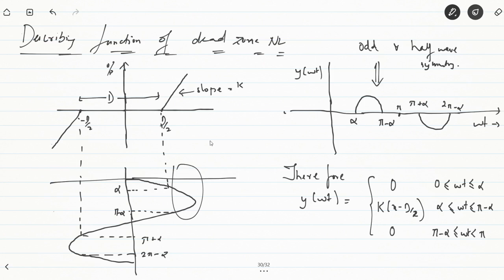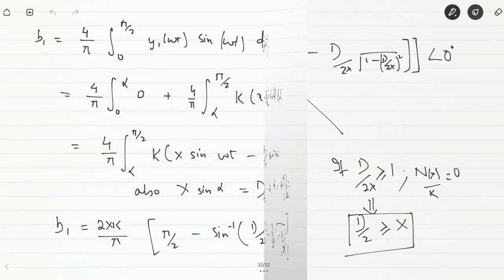our output will be equal to 0 in all cases. Say for example, we are talking about a case where the sine wave is something like this. Fine, your input is something like this. So if X is less than d by 2, then the output definitely will be 0. We'll never be receiving an output in such a case. So this is your equation of describing function for a dead zone.